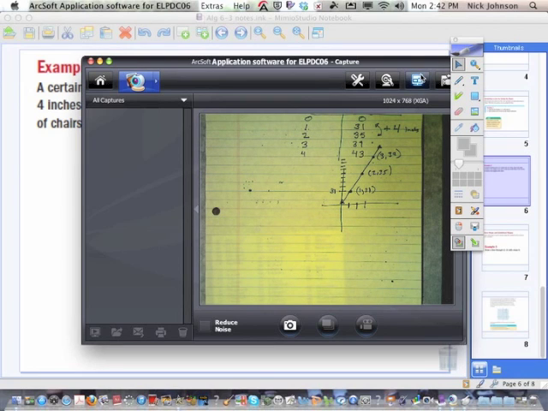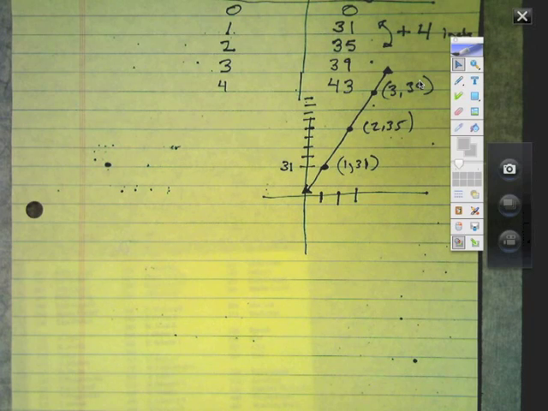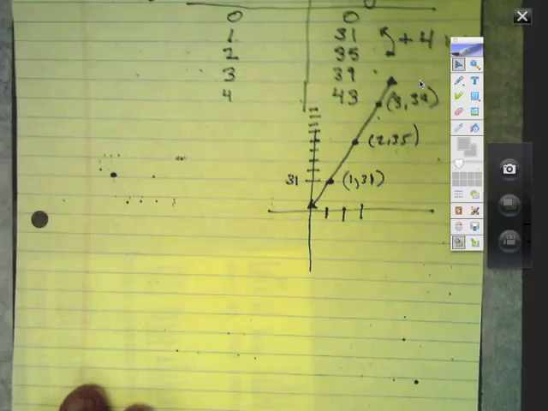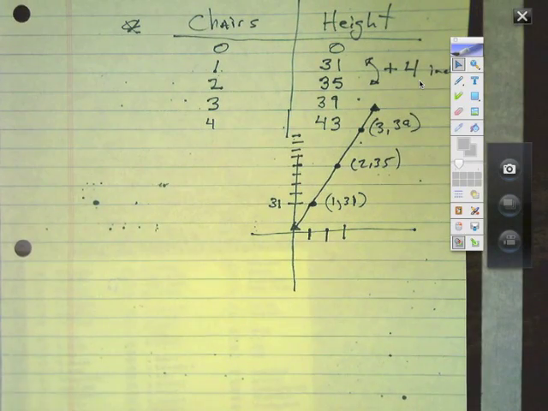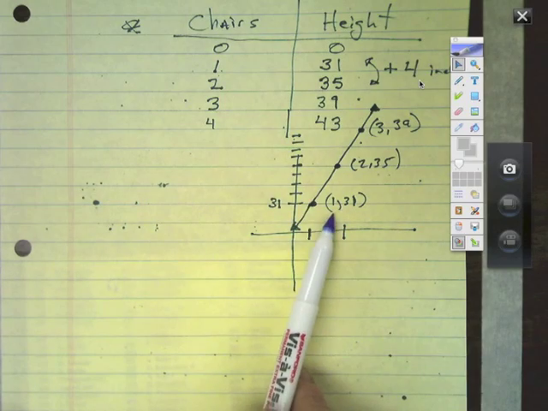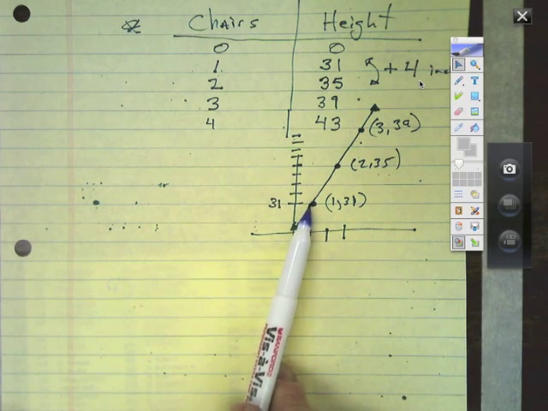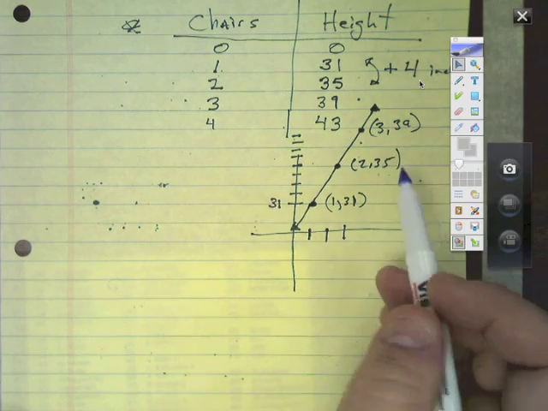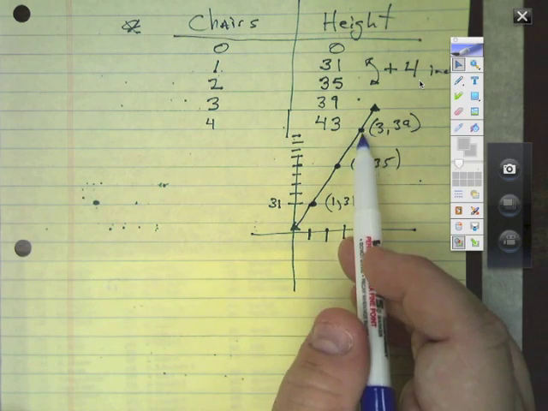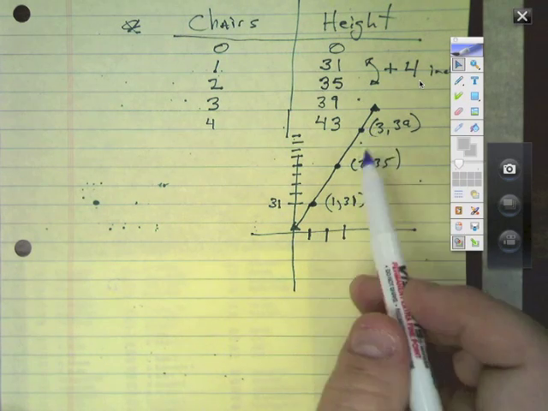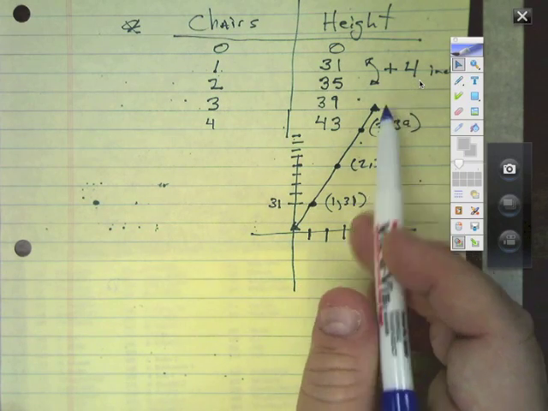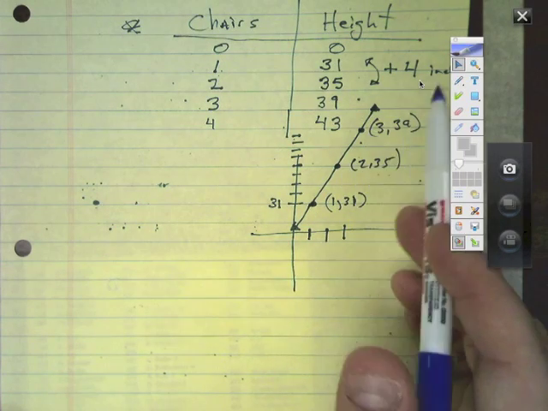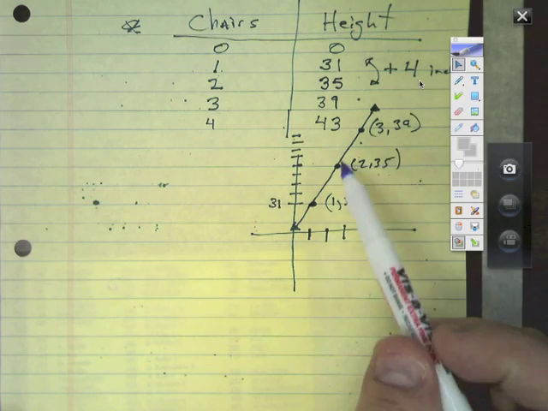All right. So I had a little problem here, so I went ahead and graphed these points of our chairs and our height. But 1 comma 31, graphed here. 2 comma 35, graphed here. And 3 comma 39, as you can see, all lie on the same line, and all these points would have the same slope. Okay?